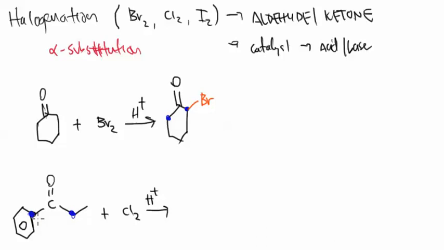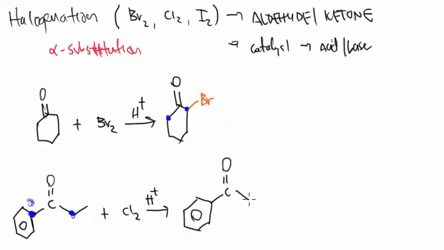And because it doesn't have an alpha hydrogen, it doesn't have a spot for the incoming halogen to be attached to. So this one is off guards. We can't do a reaction on that side. So this benzene is actually going to stay untouched.